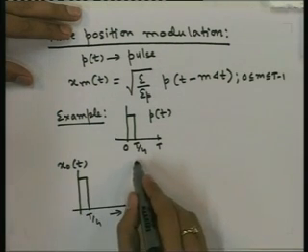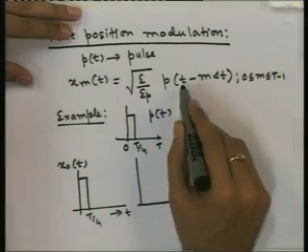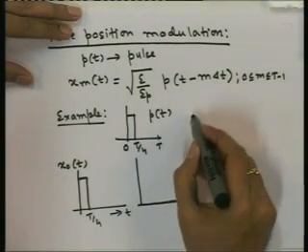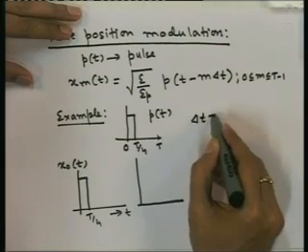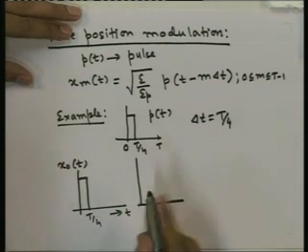We will have T by 4, this is x0(t). For m equal to 1, we will have p(t minus delta t). Now let us take delta t equal to T by 4. So this pulse will be shifted by T by 4.